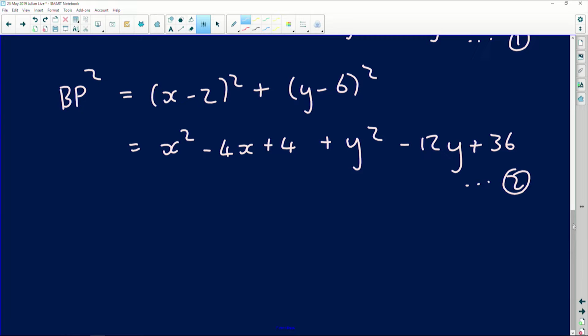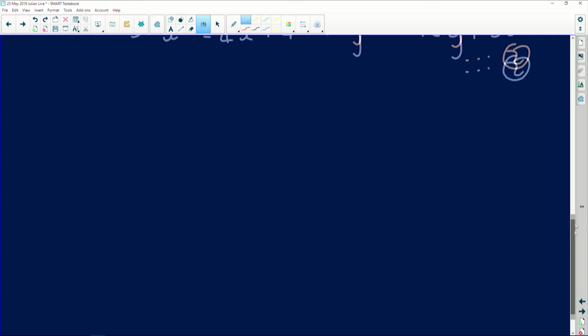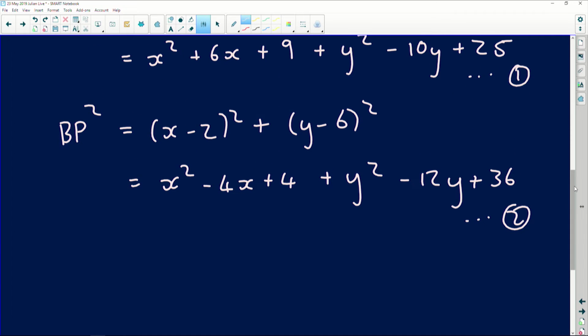Okay guys, so at this point we've got two equations. We know exactly what they need to be equal to when we subtract them. So what I'm going to do now, and this is going to get quite long, I'm going to take these two equations, substitute them into my first equation, and then see if we can simplify some values. So this is where it gets a little bit long. My first equation is going to be x squared plus 6x plus 9 plus y squared minus 10y plus 25.